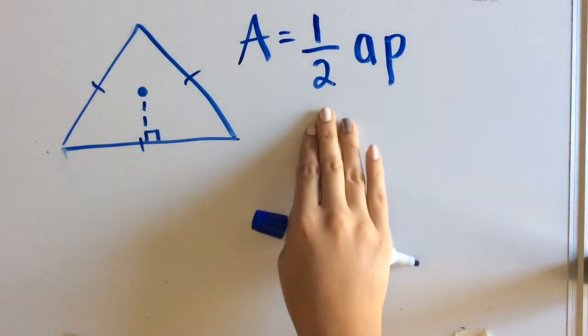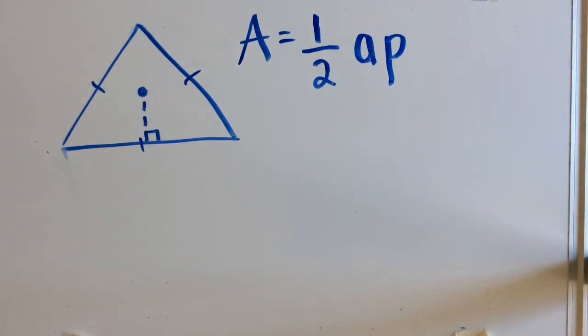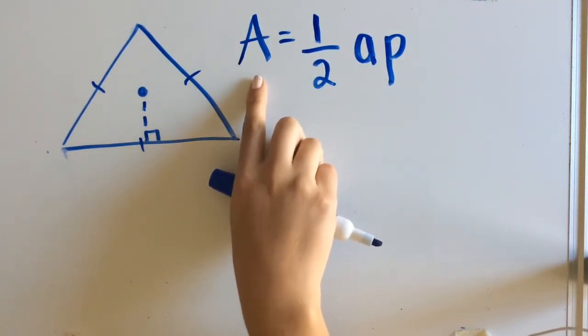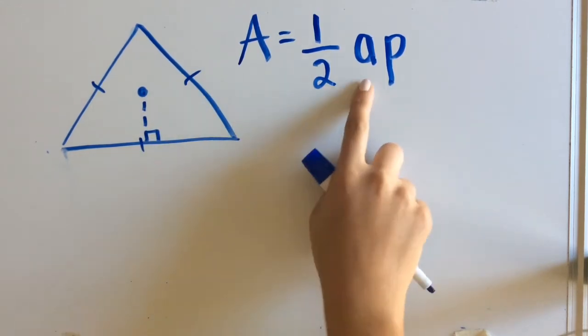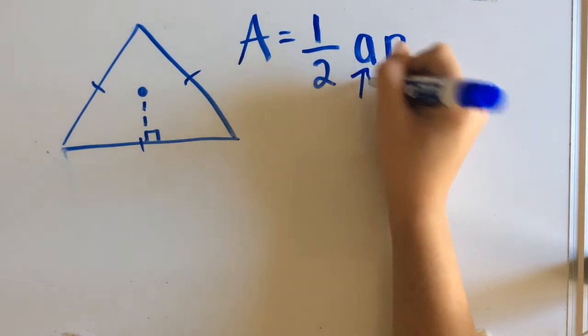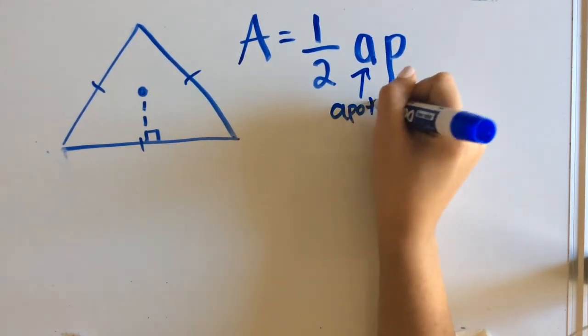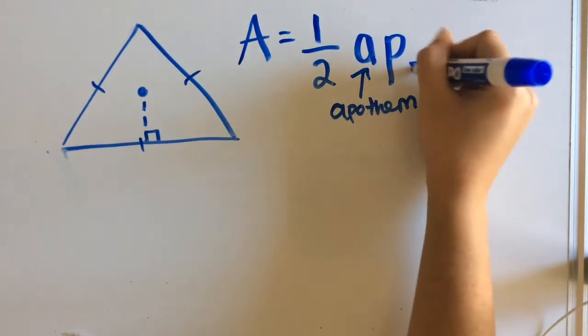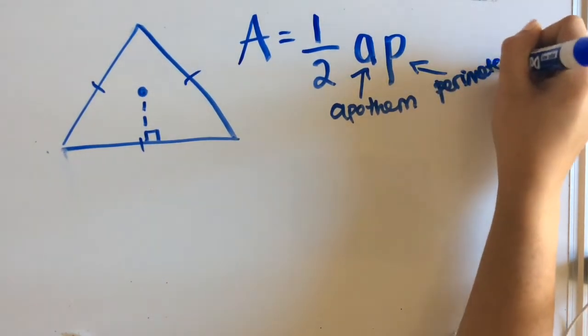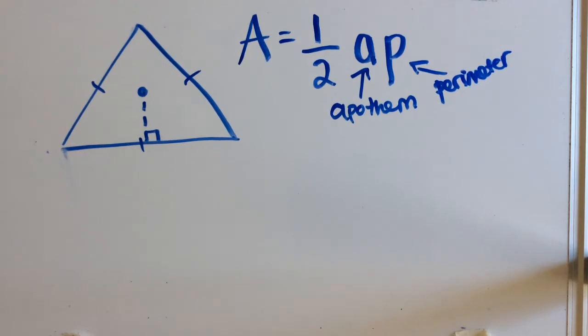There's only one area formula for any polygon that's regular. So that formula is the area of that regular polygon is equal to half the apothem times the perimeter. So just a reminder, this is apothem, and this is perimeter, times the perimeter. Did I say parameter? Okay.